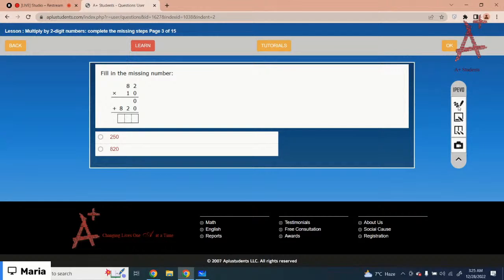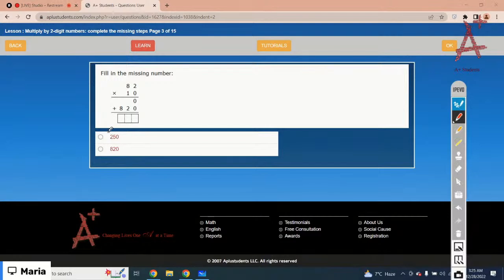0 plus 0 is 0. Here you have 0 plus 2 is 2, and 8 is 8. It would be 820. Got it? Just select the correct option, then click on the OK button.